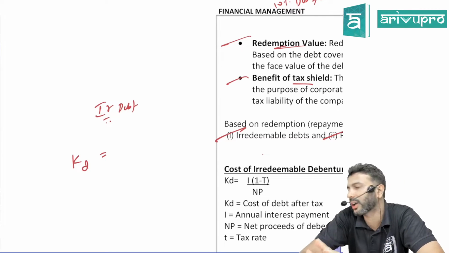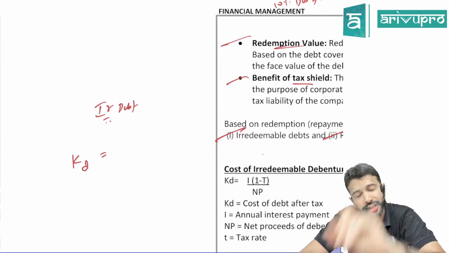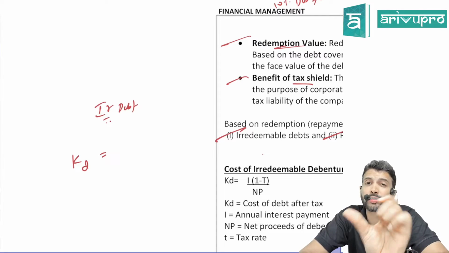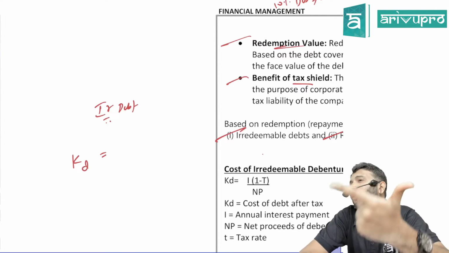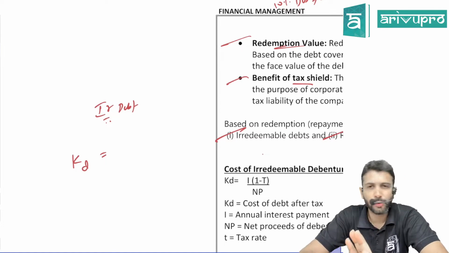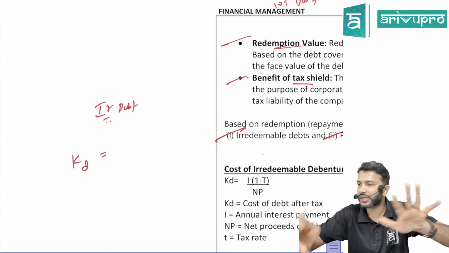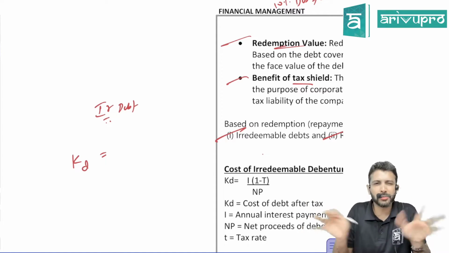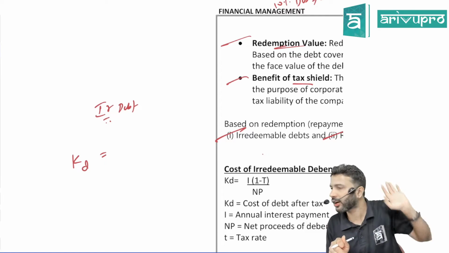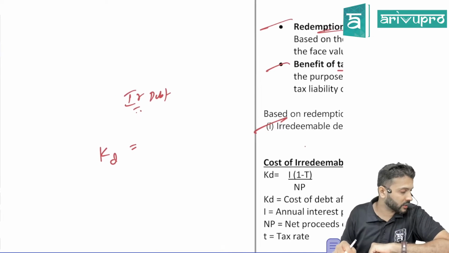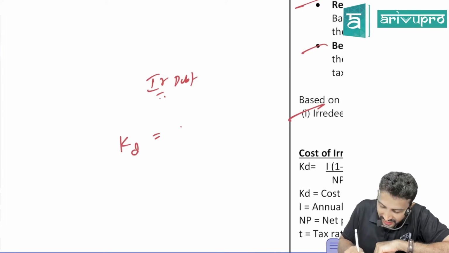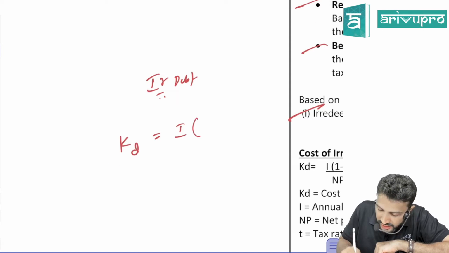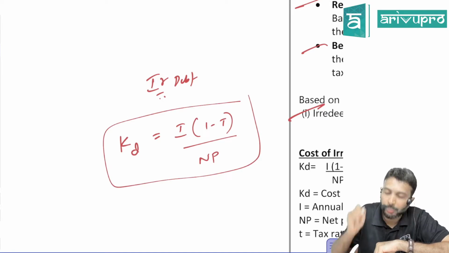Formulas will not be provided in the examination. That's the reason in the first video itself I told you FM is more towards formulas and formats. So the chances of losing marks are less because too many adjustments may not be there. Some attempts may happen here and there, but mostly it will be straightforward. Okay, listen up. KD is given by interest into 1 minus tax rate, divided by net proceeds. This you need to remember.